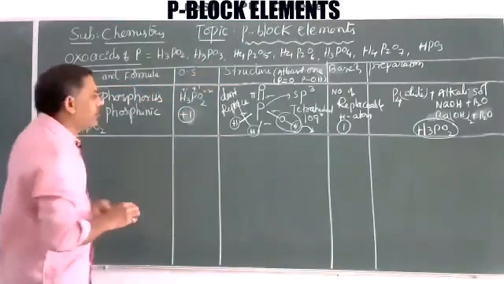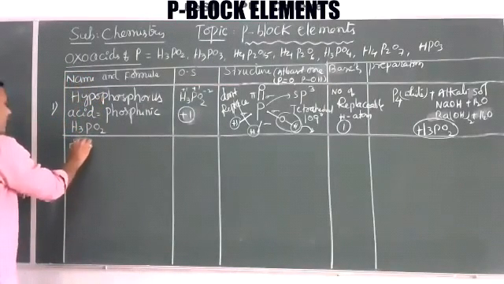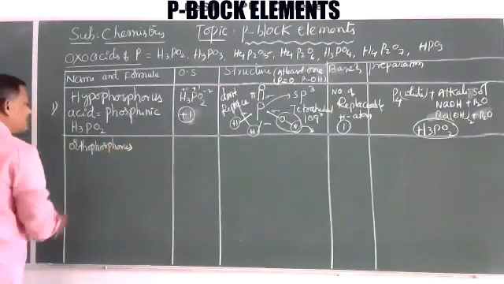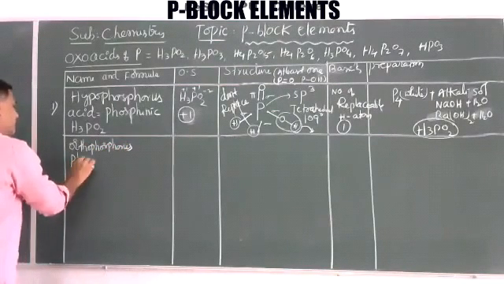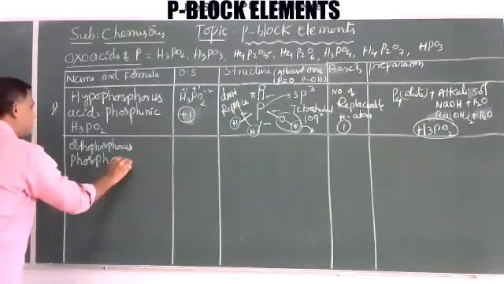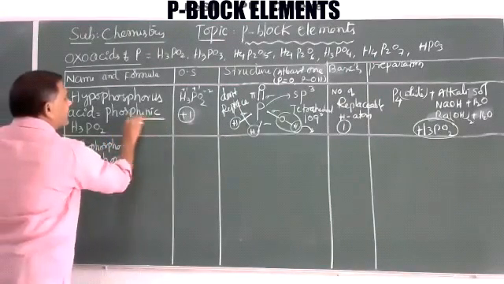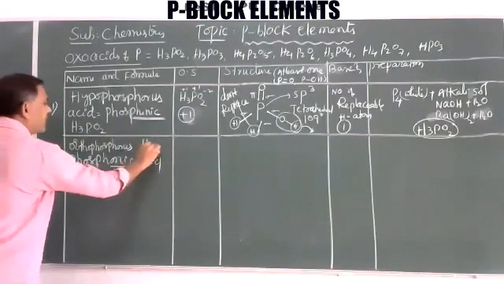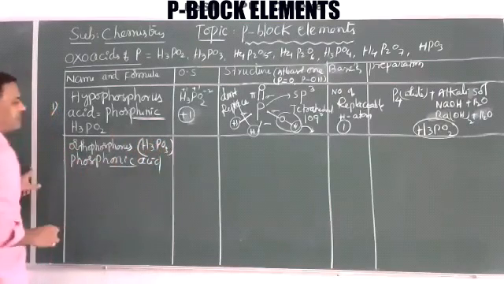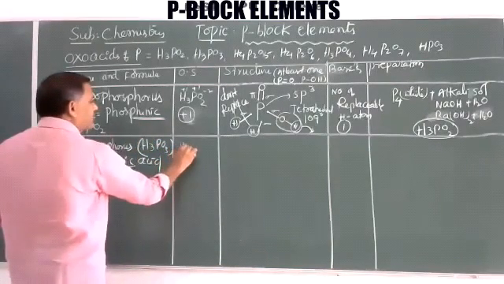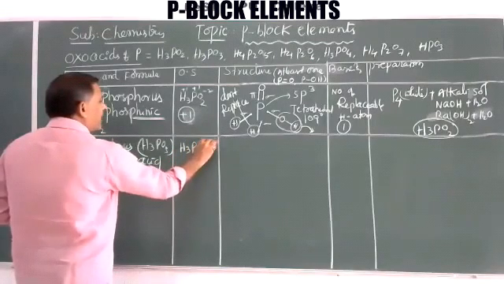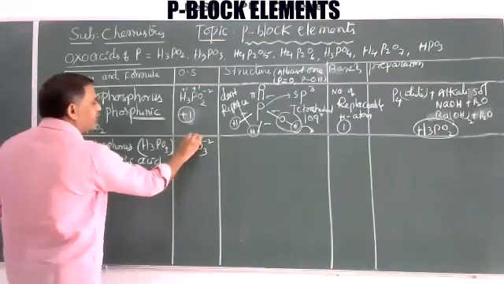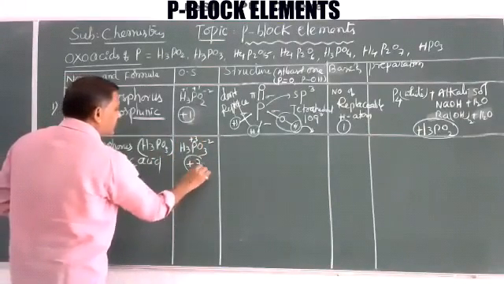The second one is H3PO3. It is called orthophosphorus acid. This is also called phosphonic acid, not phosphinic, it is phosphonic acid. The formula is H3PO3. Its oxidation state: here -2 into 3 is -6, so +6 is compulsorily required. Already hydrogen +3 is there. That's why phosphorus shows the +3 oxidation state here.